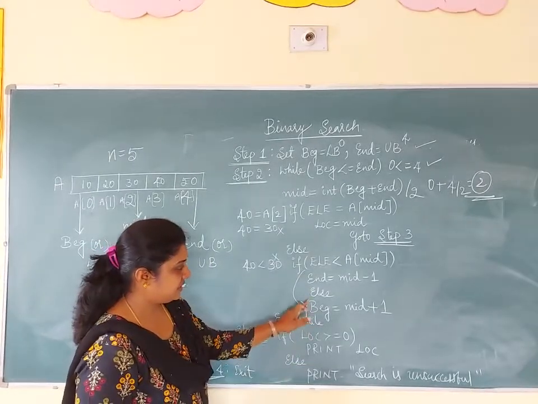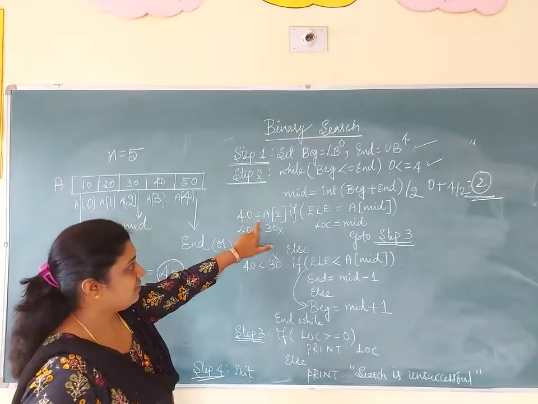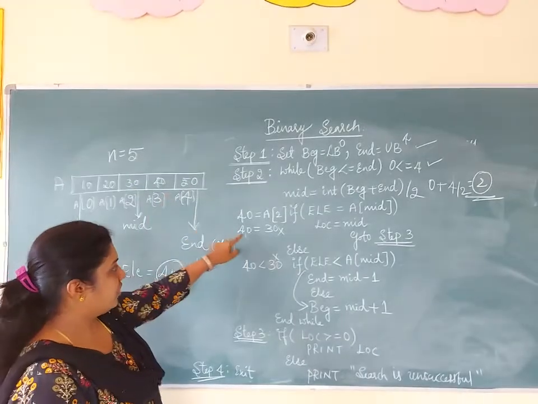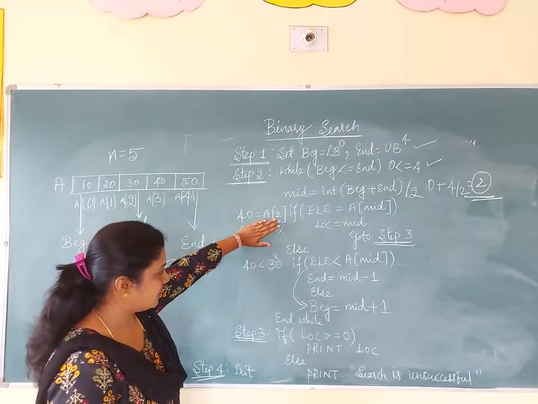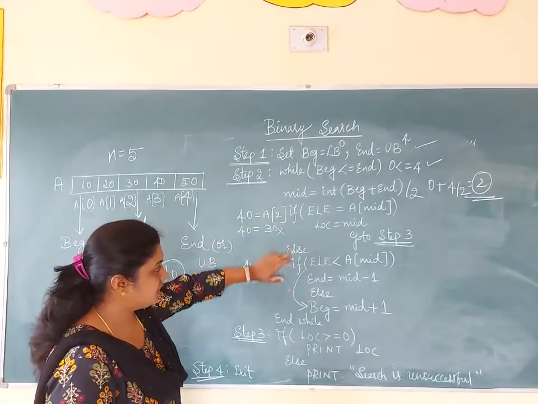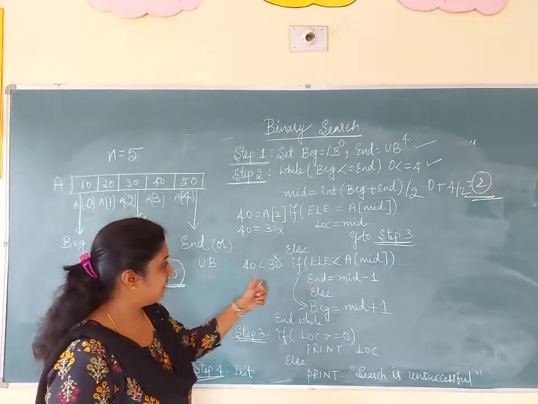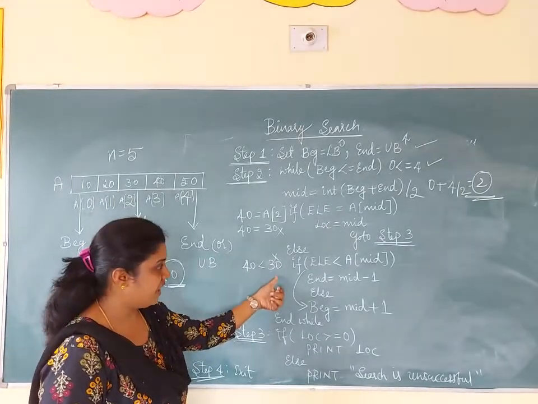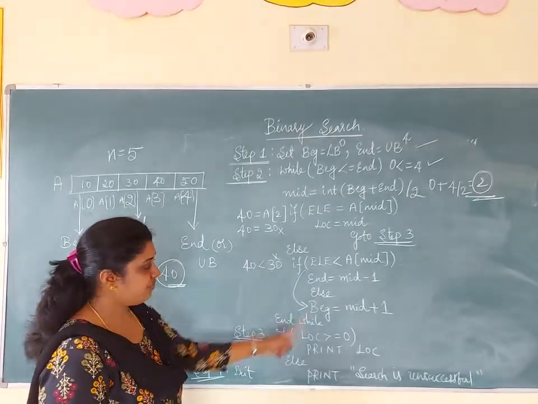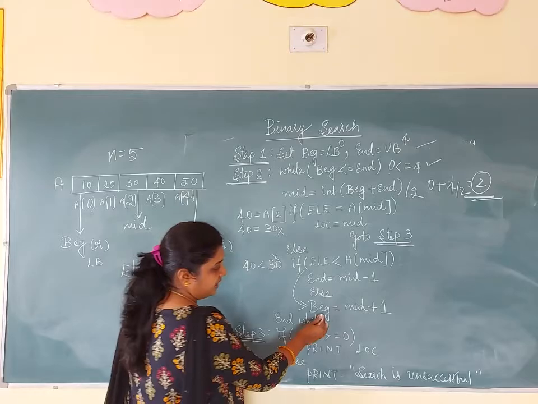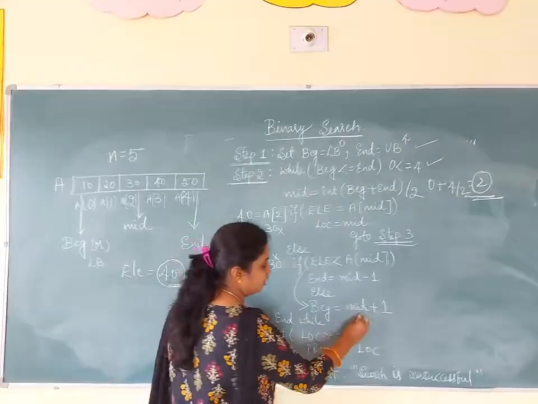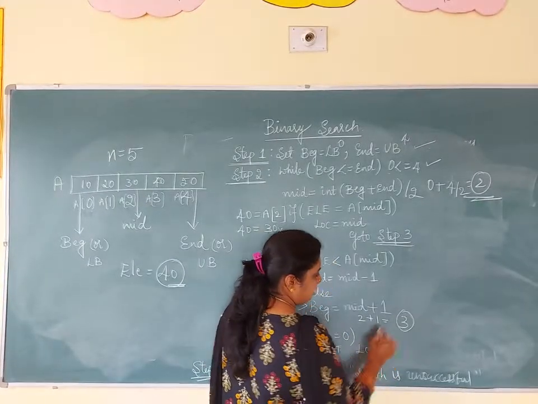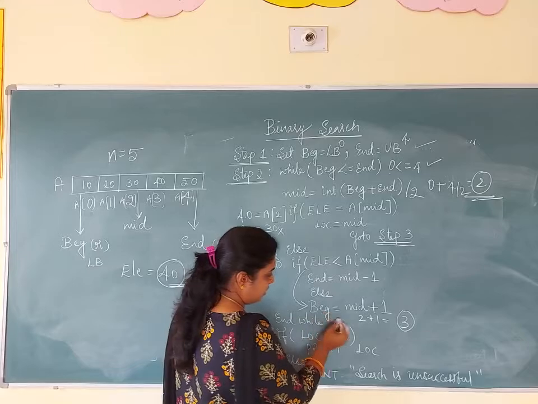Okay, see, this is your else part. So see here, 40 I am comparing with A of mid value, that is 2. In A of 2 I have the element 30. 40 is equal to 30? No, the condition does not satisfy. Whenever the condition is false, it comes to the else part and it will compare whether element 40 is less than the mid value. No, 40 is not less than the mid value. Again it will come to the else part. So in the else part, beginning is equal to mid plus 1. The mid value is 2, 2 plus 1 will become 3. Now your beginning value is 3.